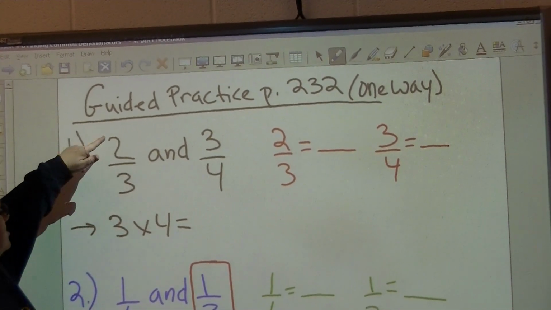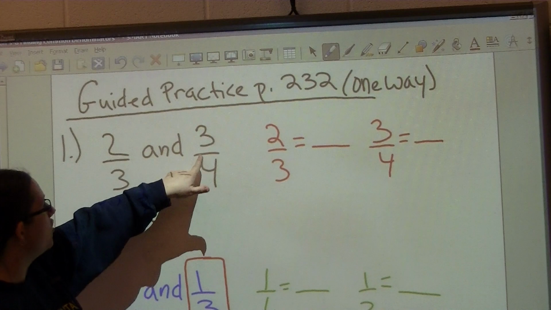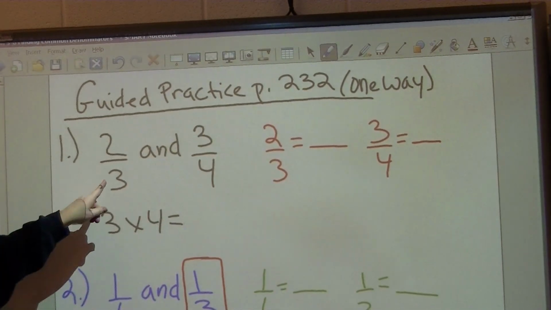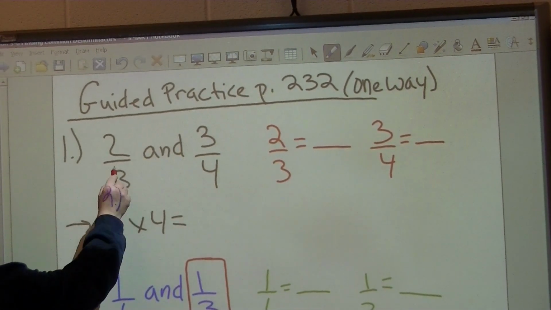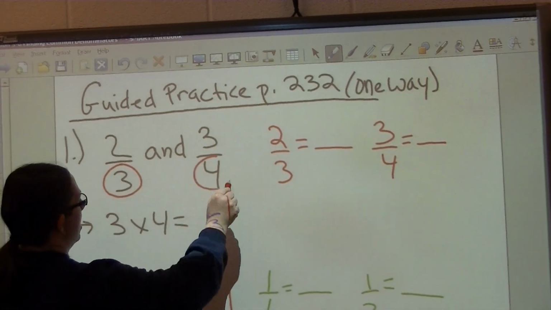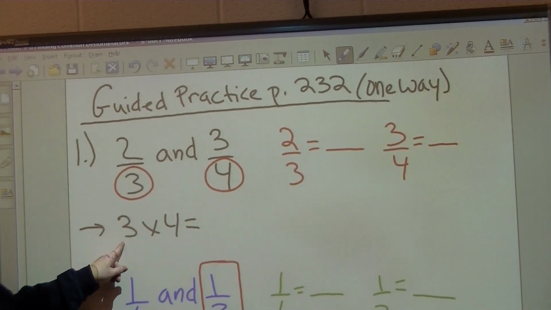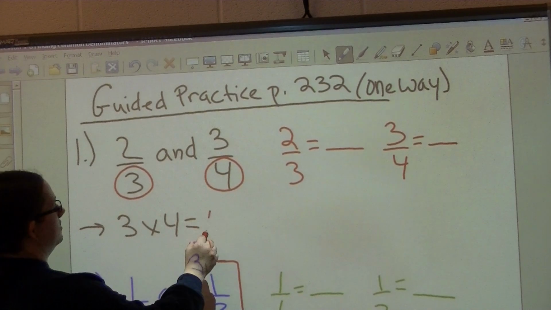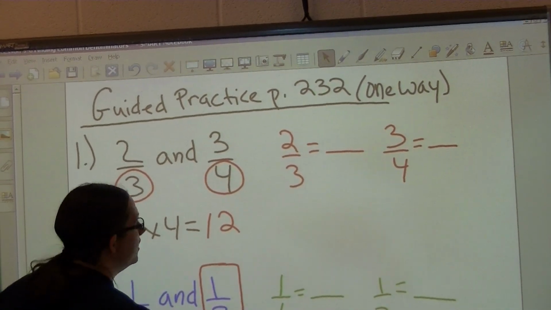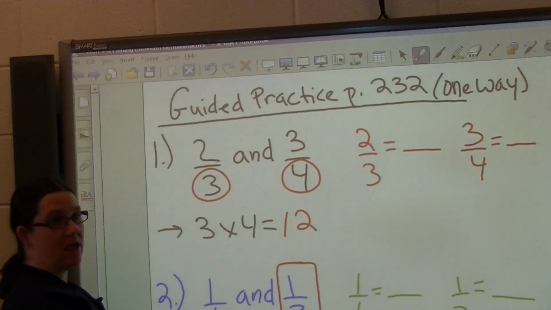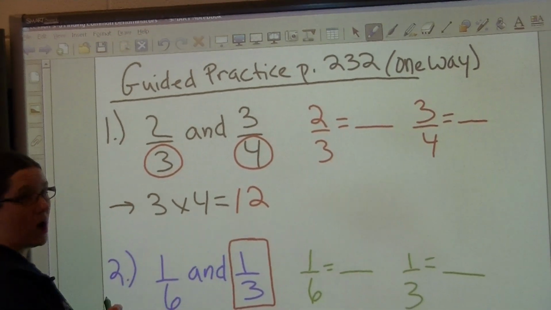All right, so number 1 is 2/3 and 3/4. Okay, the one way is to take and multiply our denominators, which are what two numbers? 3 and what? 4. Good. So what is 3 times 4? 12. Good job.